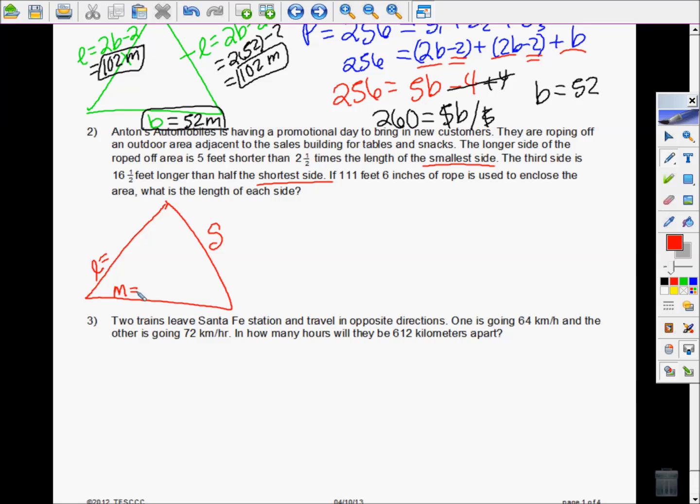Okay, what do we know about our longer side? Our longer side is 5 feet shorter than 2.5 times the length of the smaller side. So I can write 2.5 times S minus 5. Good job, India. Okay, my medium side is what?